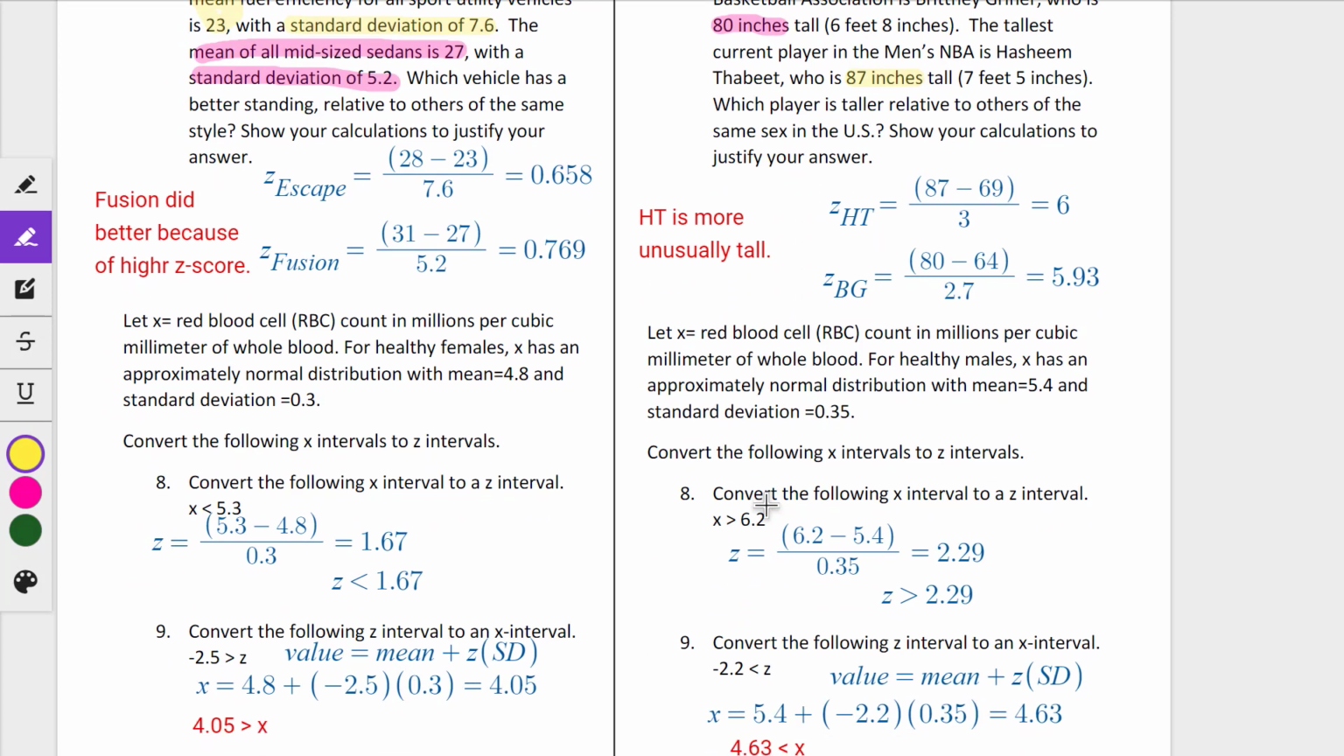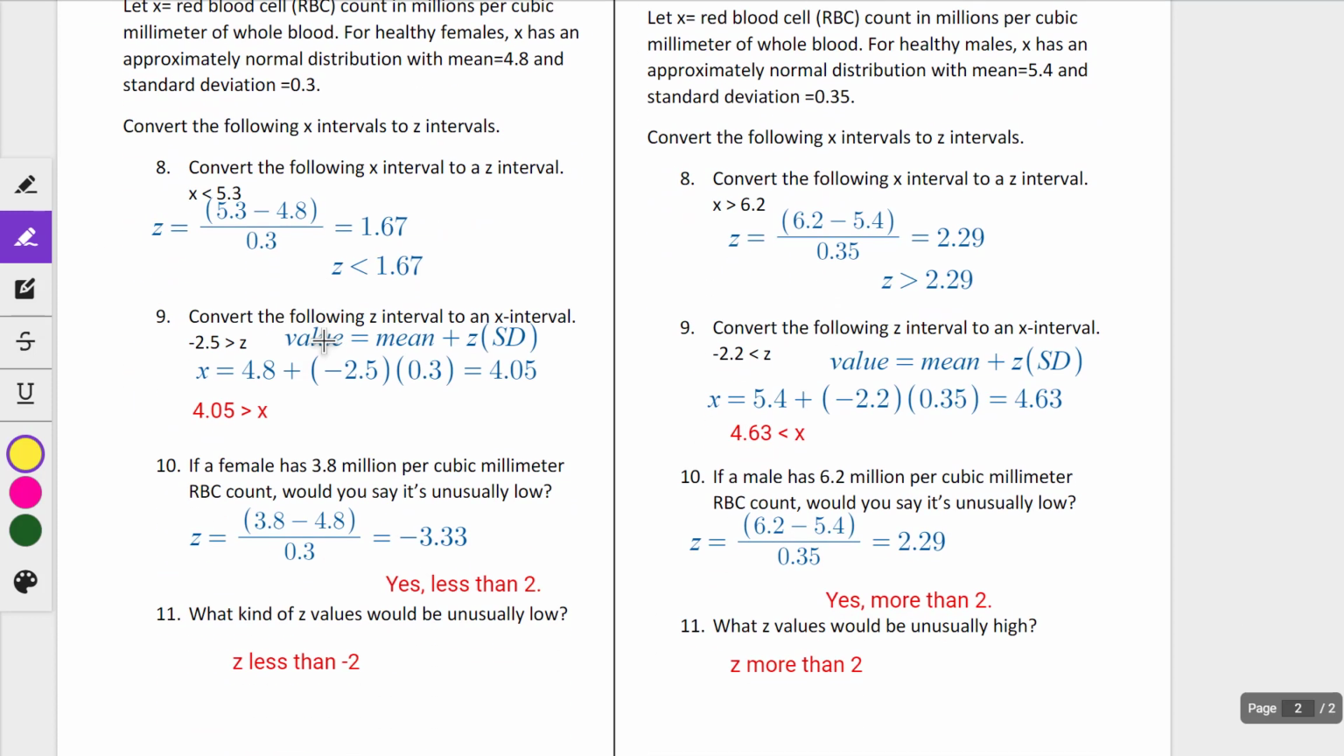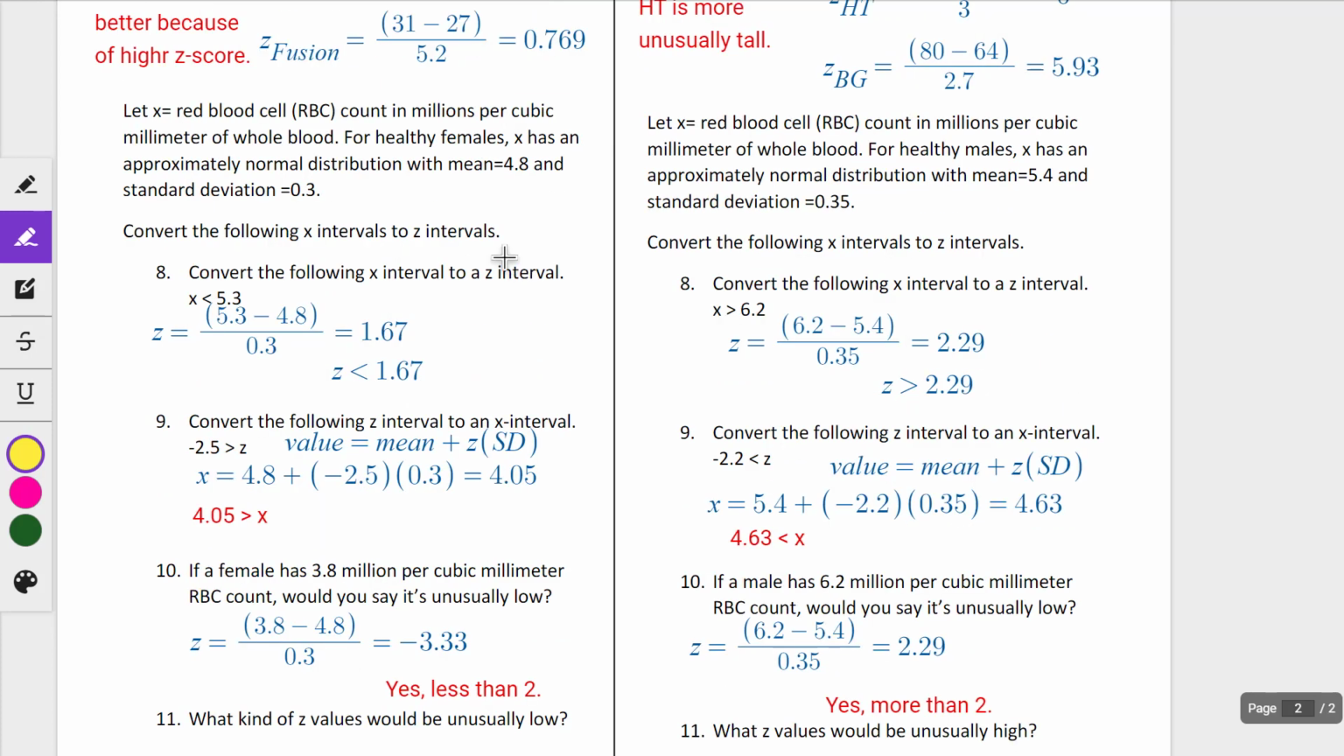Okay, so now let's go on to this next bit. I know some of you had trouble with this one. And let's go ahead and get to work on that. So we have red blood cell count in millions per cubic feet. So we've got females over here on this side, and the mean is 4.8, and the standard deviation is 0.3. And then for the males, the mean is 5.4 and a standard deviation of 0.35.